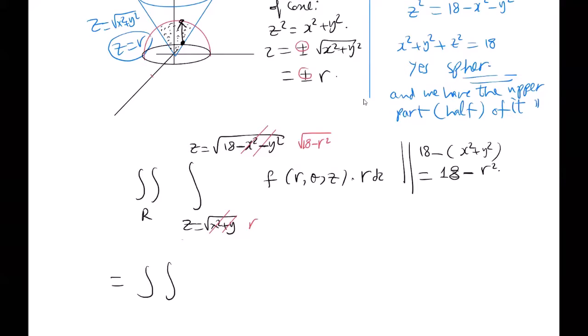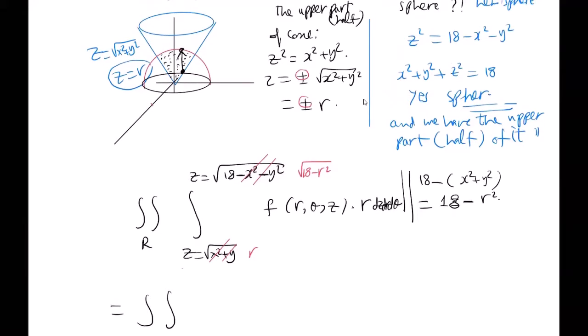dz dr d theta, because we integrate with respect to z first. I go as a type 1 region or solid, from the smallest z up to the highest z: from the surface of the upside down cone up to the upper hemisphere of this sphere. Then what?